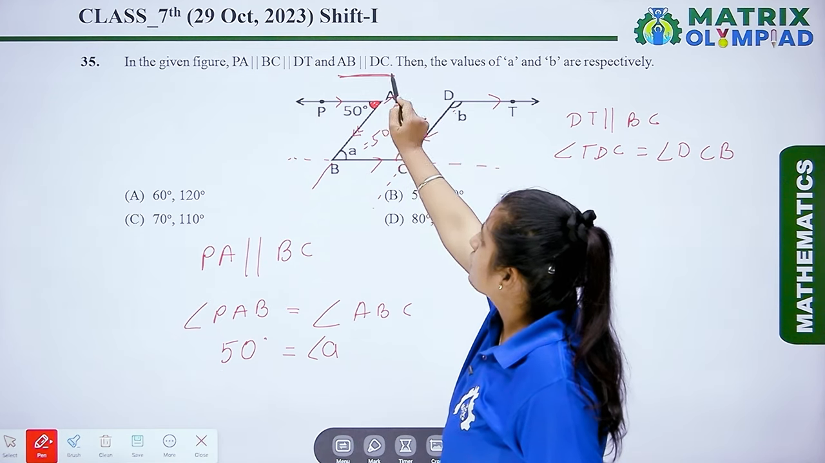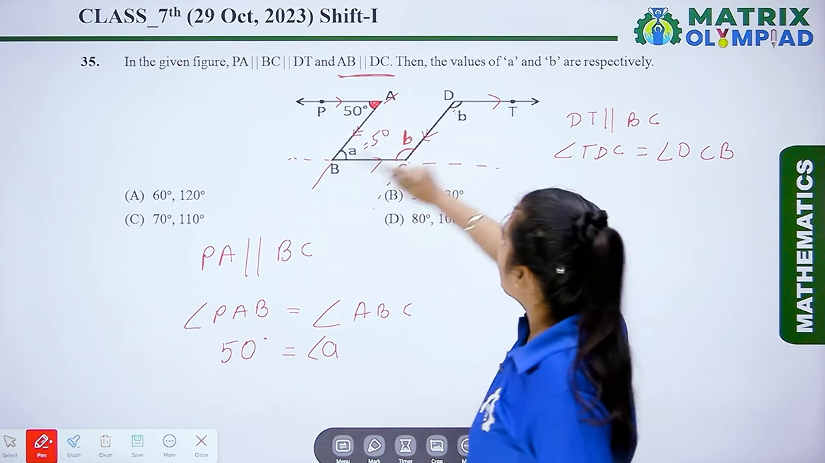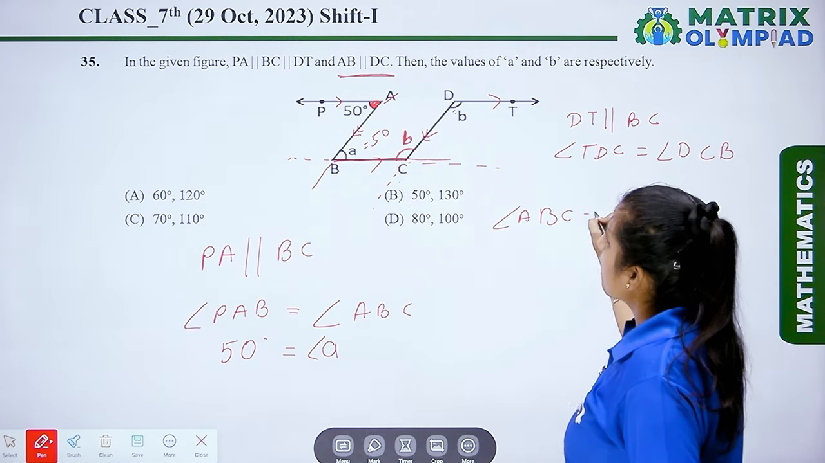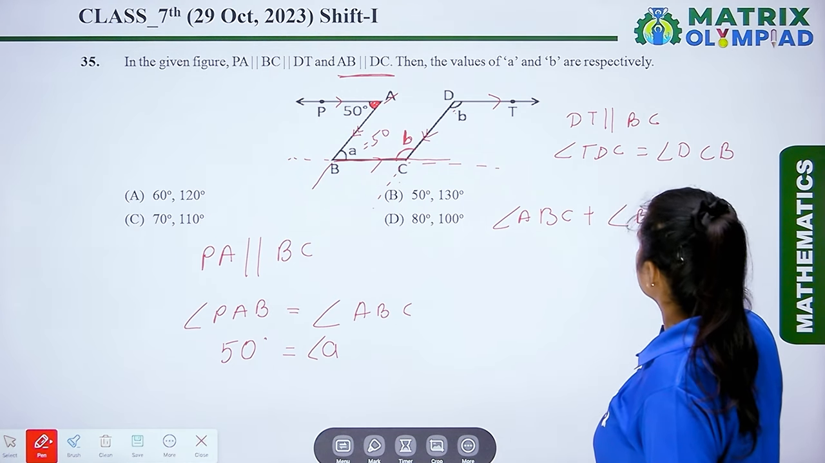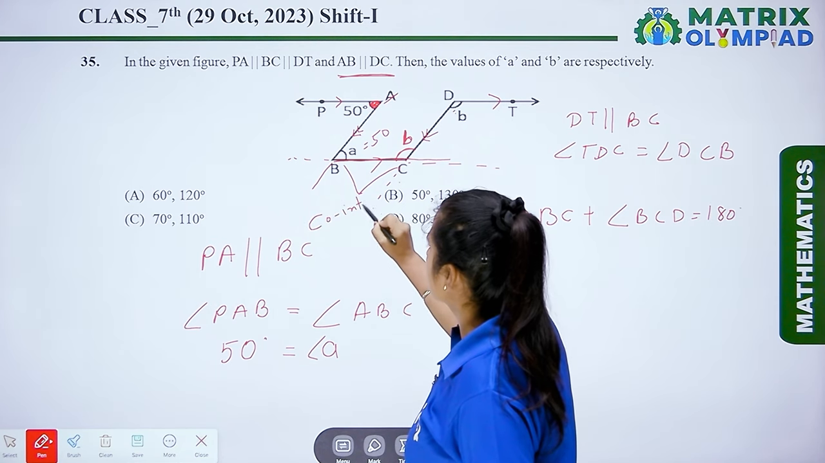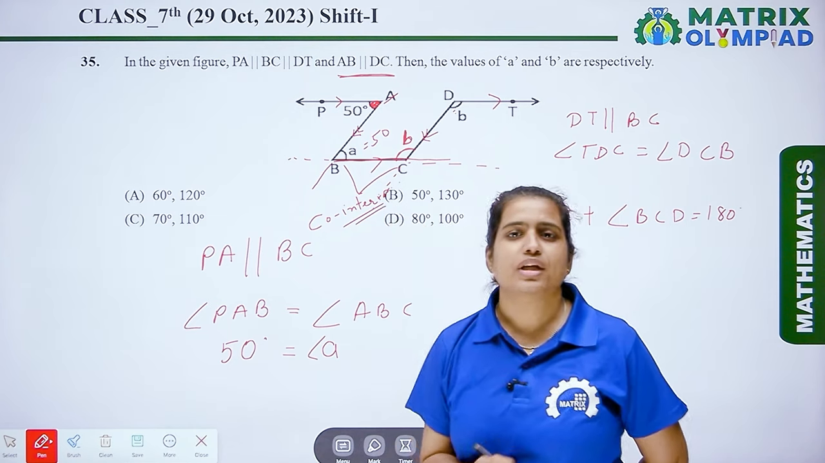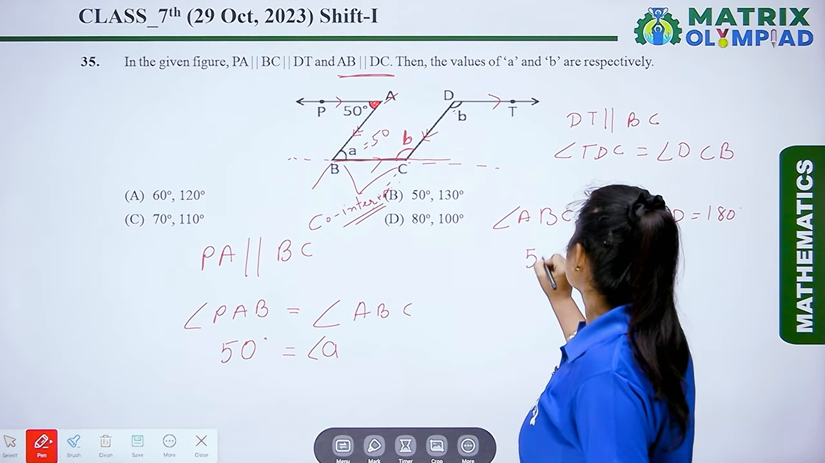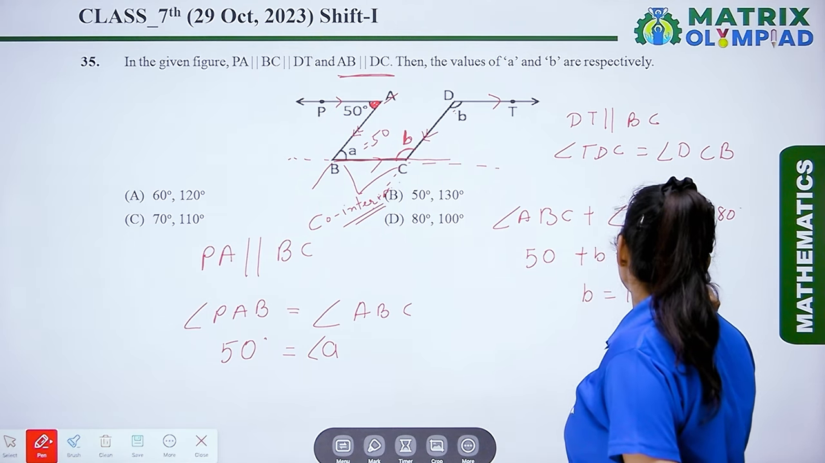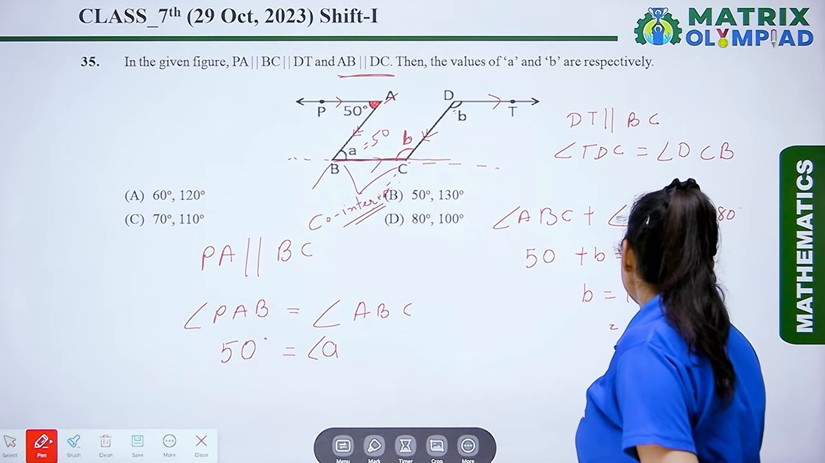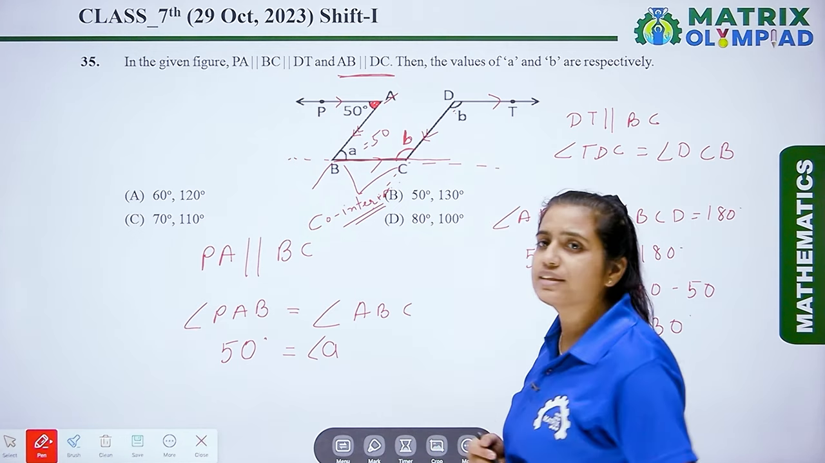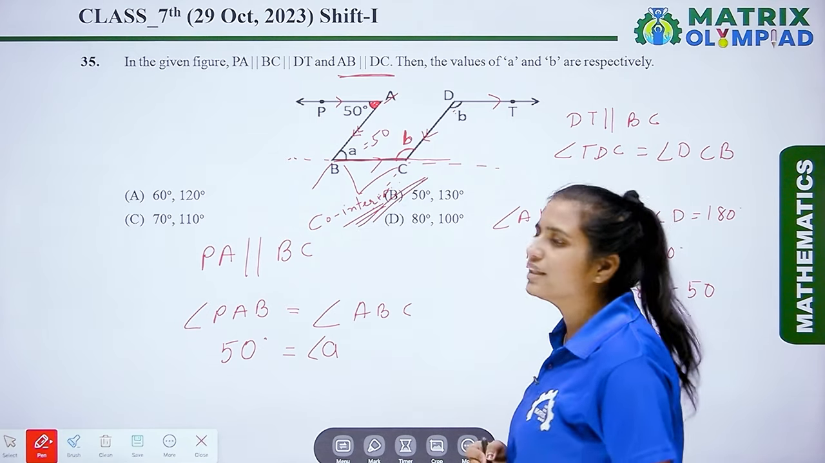Now, the next parallel line is AB parallel to DC. For this, BC is a transversal line, and here angle ABC plus angle BCD is equal to 180 degree because they are making co-interior angles. So, using the co-interior angle concept, angle B is equal to 180 minus 50, that is equal to 130 degree. So, the value of angle A is 50 degree and the value of B is 130 degree. According to the options, option B is the correct answer.